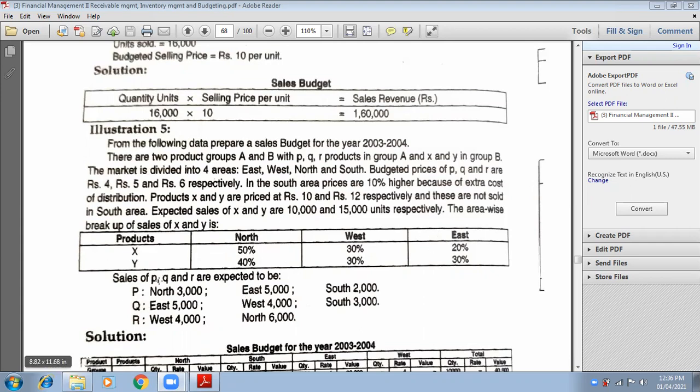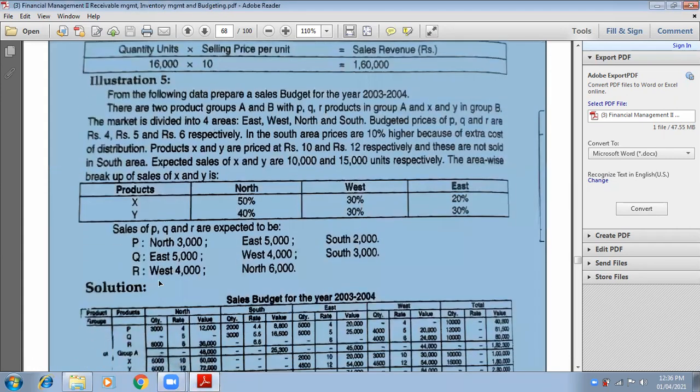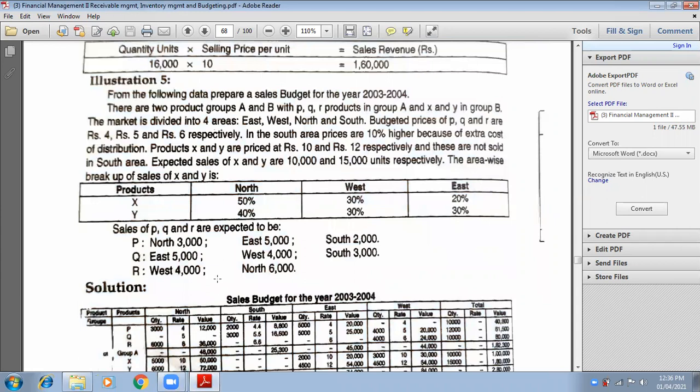Next, sales of PQR are expected to be as follows. These are the units being divided. Product P is sold in North 3,000 units, in East 5,000 units, and in South 2,000 units. What about product Q? East 5,000, West 4,000, South 3,000. And what about R? It is sold only in two areas, West and North, 4,000 and 6,000.